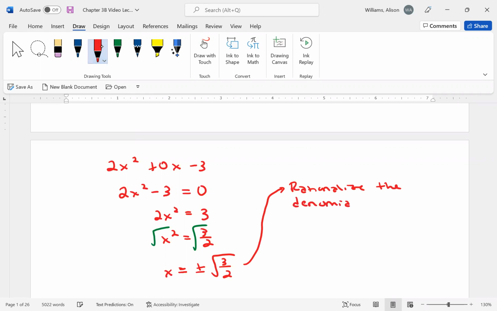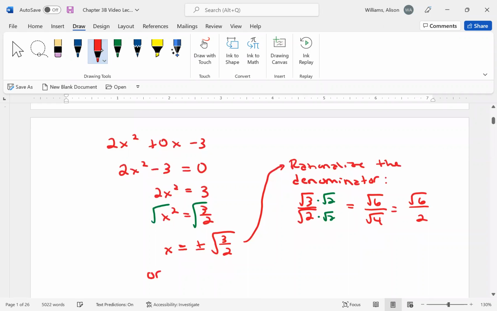That would mean that I'd break it up as 3/2. I'm going to ignore the plus or minus for a second. Radical 3 over radical 2, sorry. And then I multiply top and bottom by radical 2, which would give me the square root of 6 over square root of 4, which is 2. So as a rationalized denominator, this would also be a potential answer. So, or plus or minus radical 6/2.